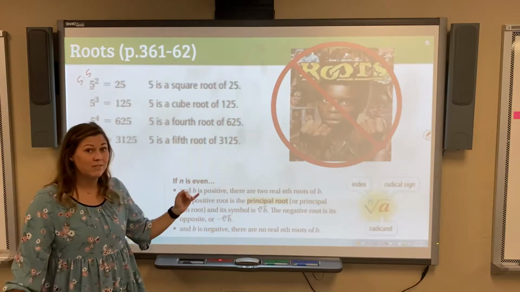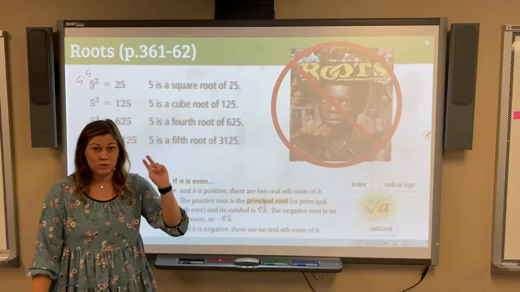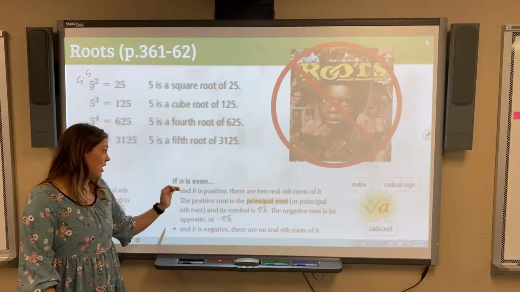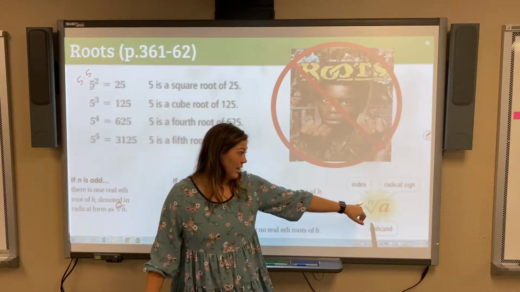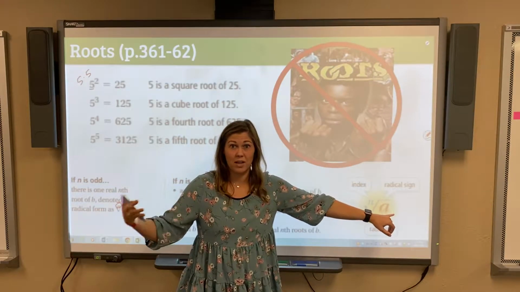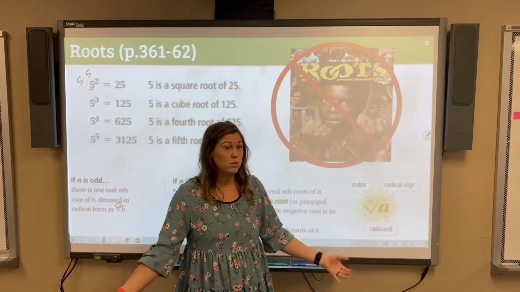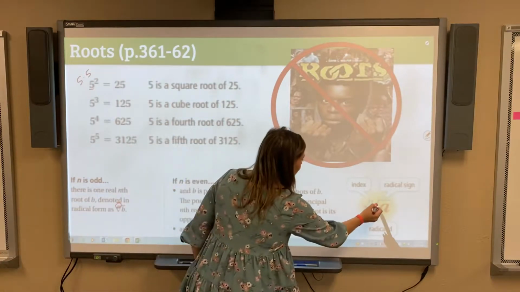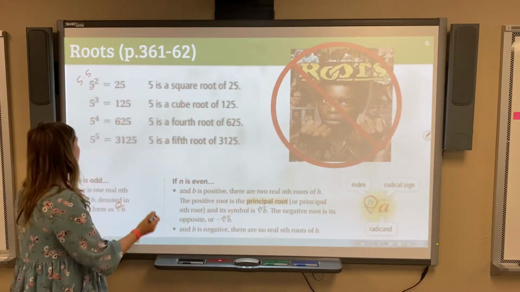So if n is even, and if a is positive, you have 2 real roots. If n is even and a is negative, that means there's no real roots. Because remember, you can't take the square root of a negative number. There's no real roots, okay? So this little index represents your root, okay?